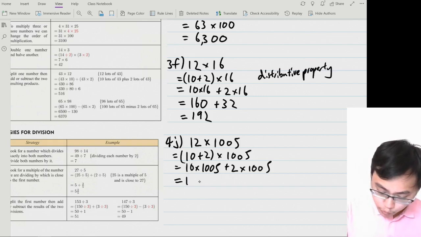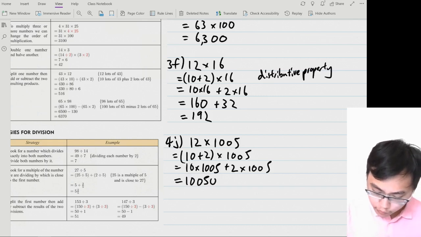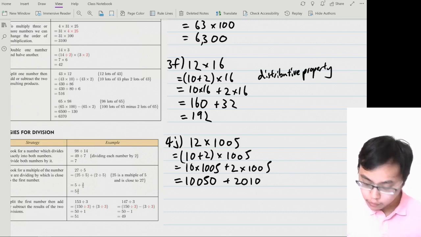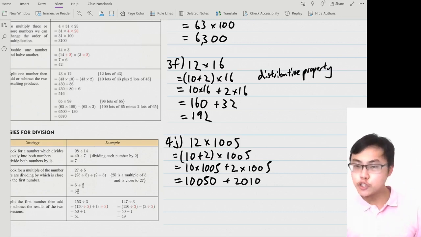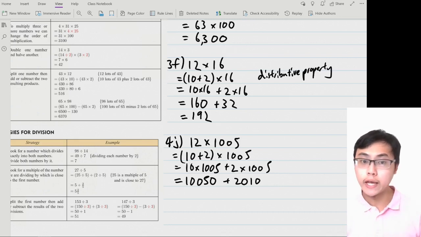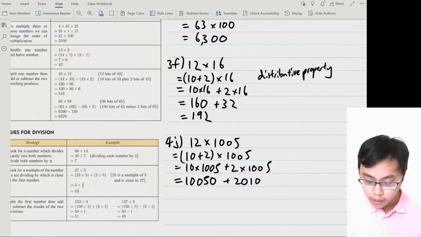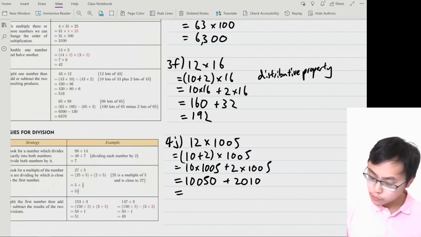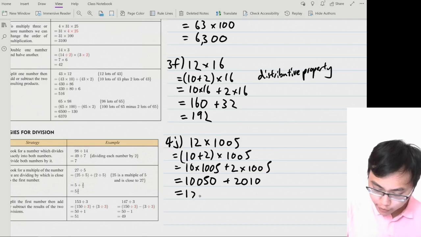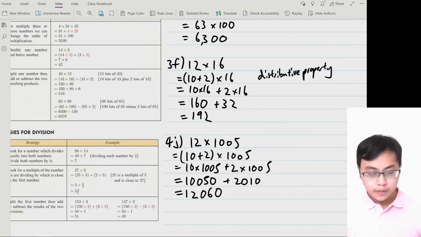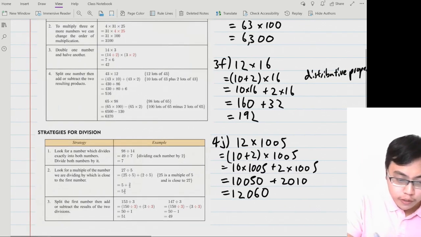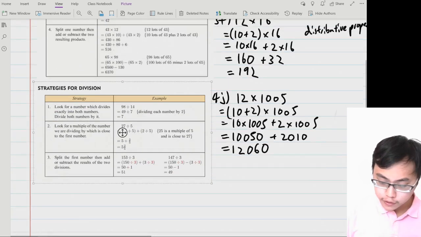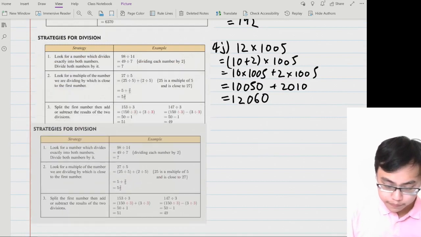So that will be 10050 plus 2010. So doubling any number should be quite easy for anyone. Hopefully it's quite easy for everyone. Now all we have to do is add them together. So 10,050 plus 2010, that's going to be 12,060.